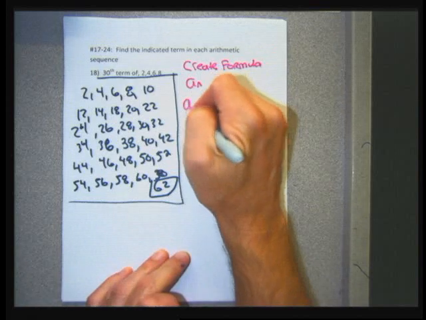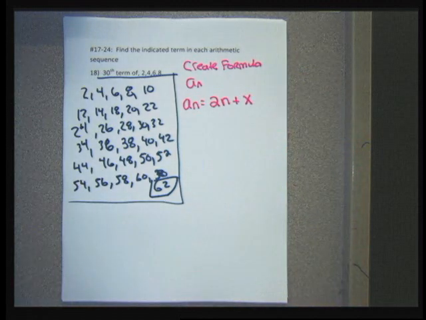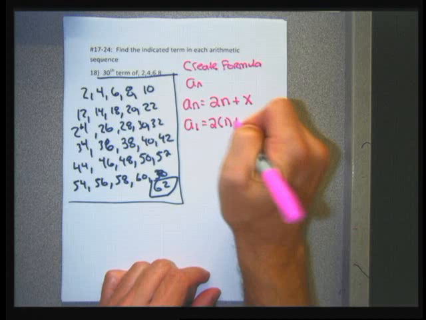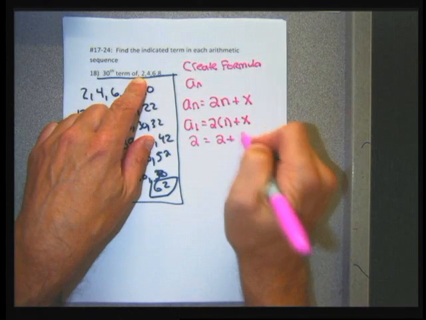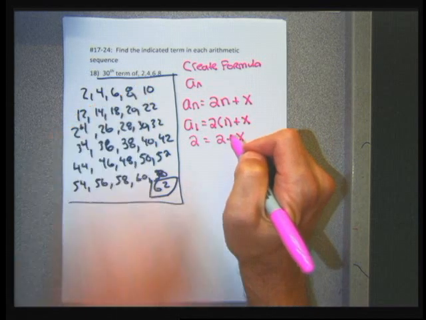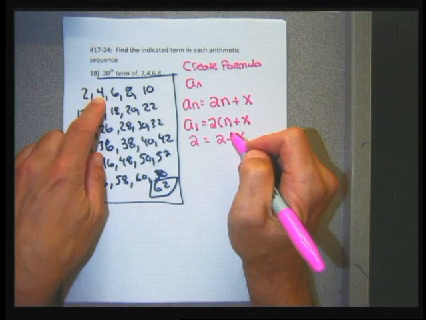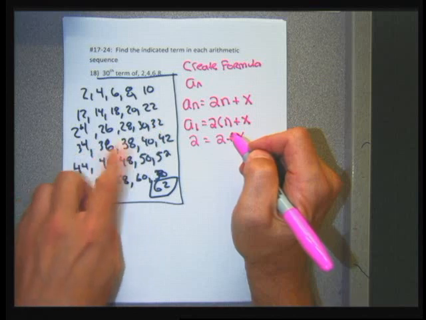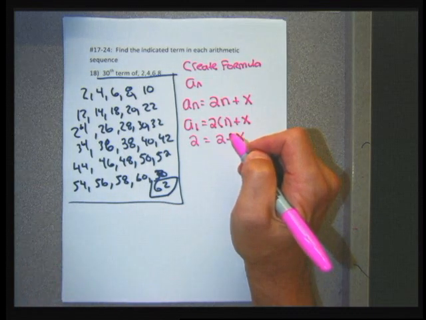So I know the formula a sub n equals 2 times n plus x is going to work perfectly if I can get a value for x. And I know that a sub 1, the first term in the sequence, equals 2 times 1 plus x. The first term in the sequence is 2, so I get 2 equals 2 plus x. I subtract 2 from both sides, and now I think I have a mistake. Don't see a mistake. I'm perplexed right here.